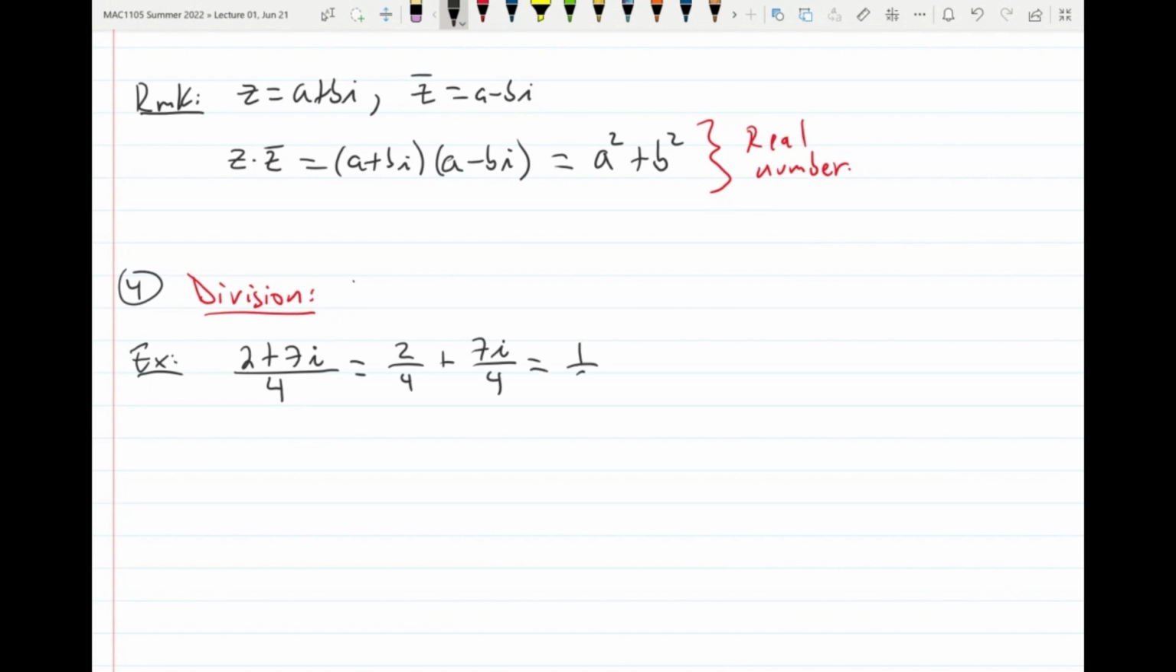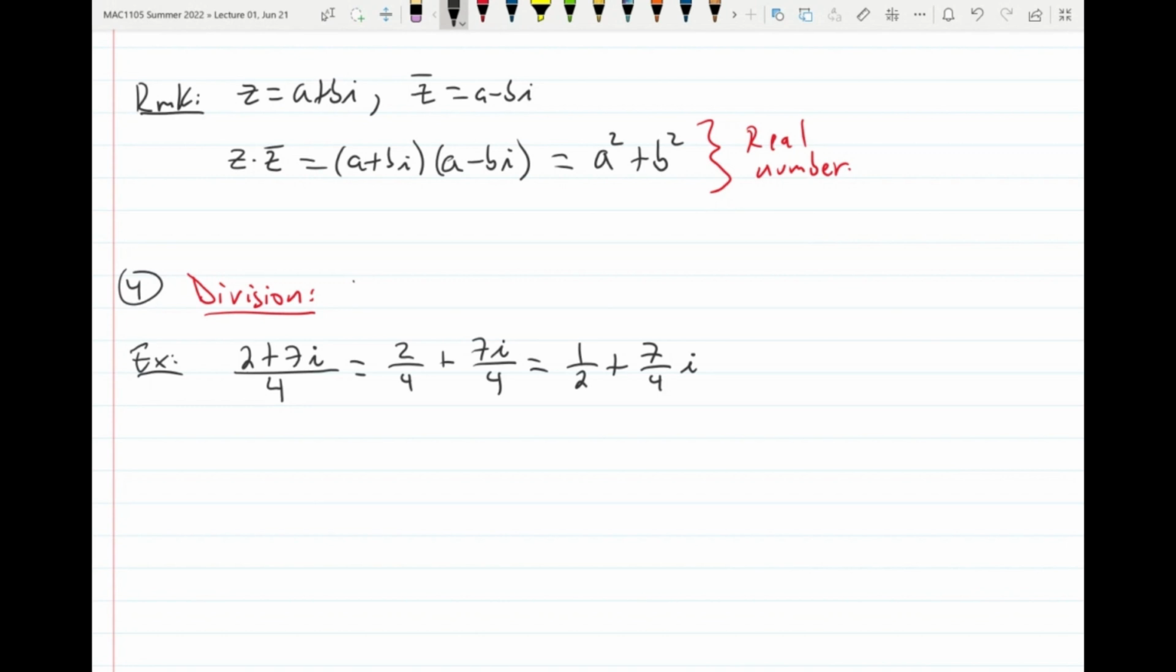For example, this is the same thing as 1/2 plus 7 over 4 times i. And this fits the description of what we wanted, right? So this is a number plus another number times i. So we're done. Do you understand this? So the point is that dividing a complex number by a real number is very easy. Okay?